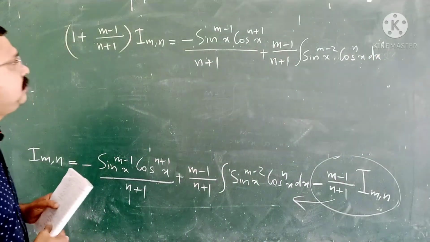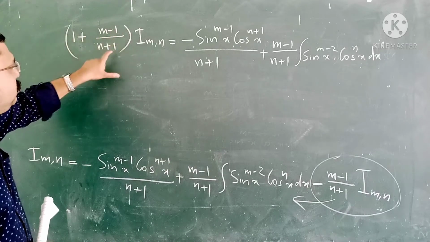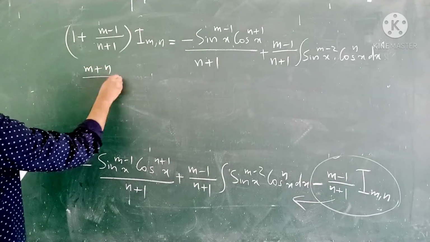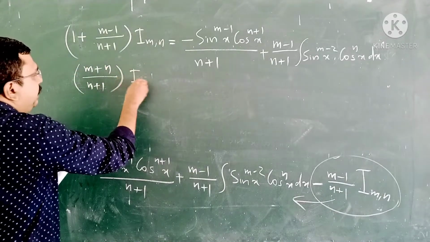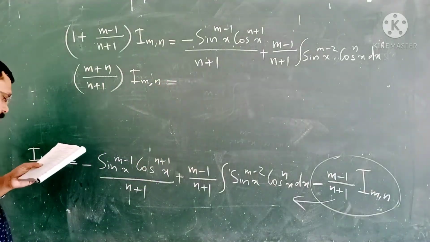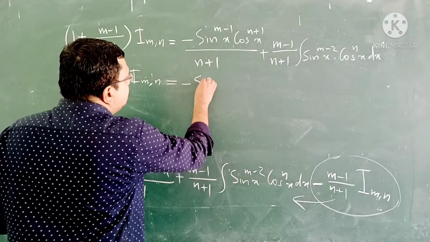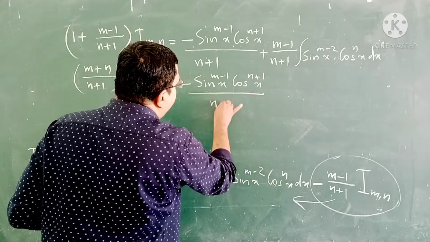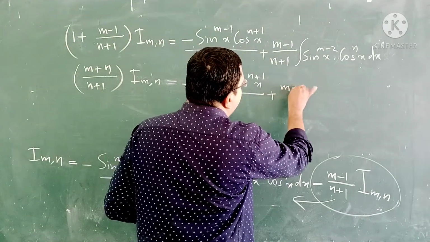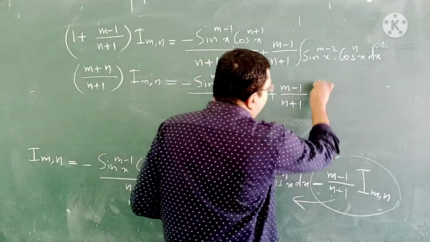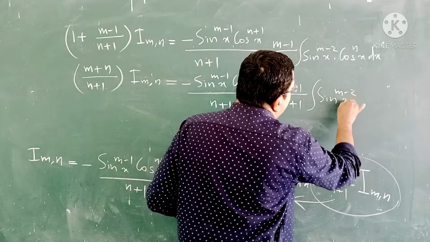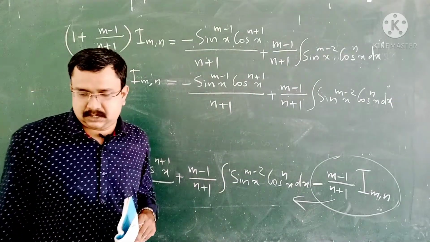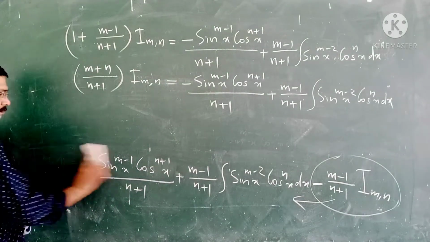Okay, then when we are solving this 1 plus m minus 1 divided by n plus 1, we get m plus n divided by n plus 1 into Imn, which is equal to minus sin raised to m minus 1 x into cos raised to n plus 1 x divided by n plus 1, plus m minus 1 by n plus 1 into integral sin raised to m minus 2 x cos raised to n x dx. This will become this one.